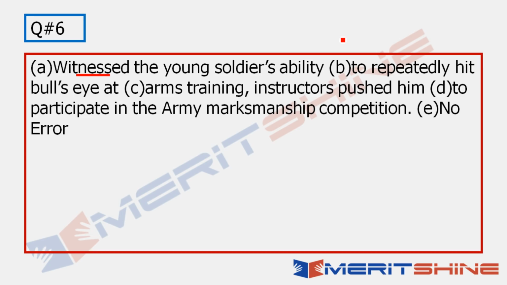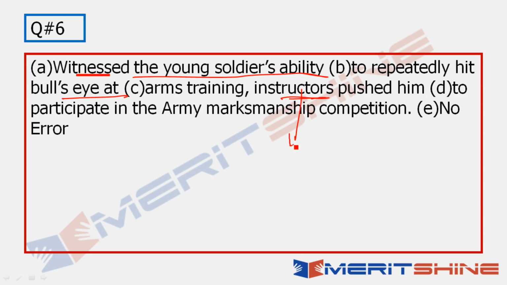Witness the young soldier's ability to repeatedly hit bullseye at arms training. The moment we see this, witness is a verb which will need a subject, right? It cannot be used in a modifier form. If you see, this line is a modifier form.